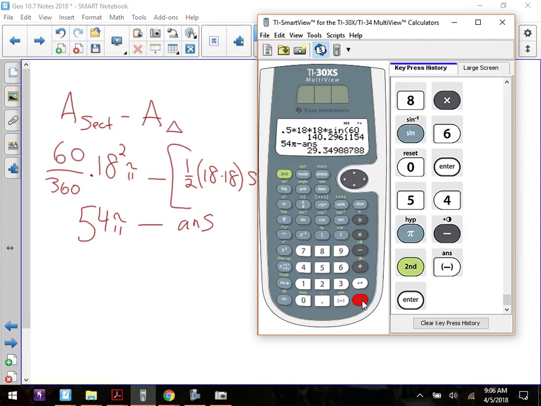Using the calculator to your benefit is hugely important. It's a big skill to be able to pick up on. So this gives me 29.35.